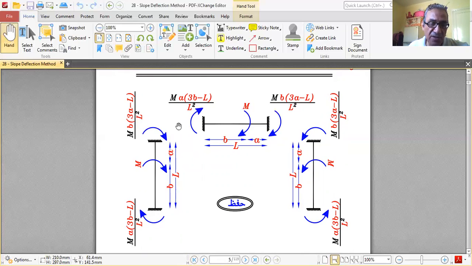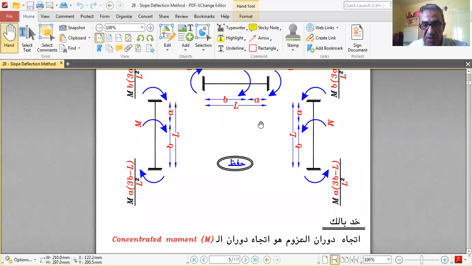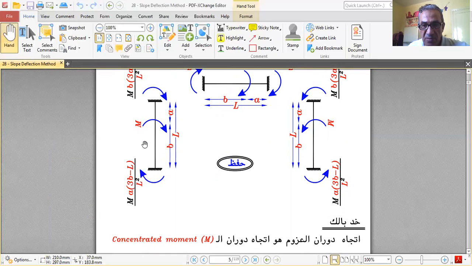The other one is MA multiplied by the far distance, 3b minus L divided by L squared. Just be careful and memorize the direction of rotation of the concentrated moment M. M here is rotating clockwise, but M over here is rotating anti-clockwise, but M this one and M this one is rotating clockwise.